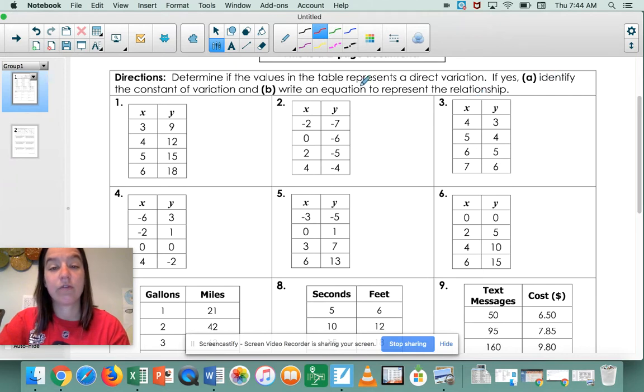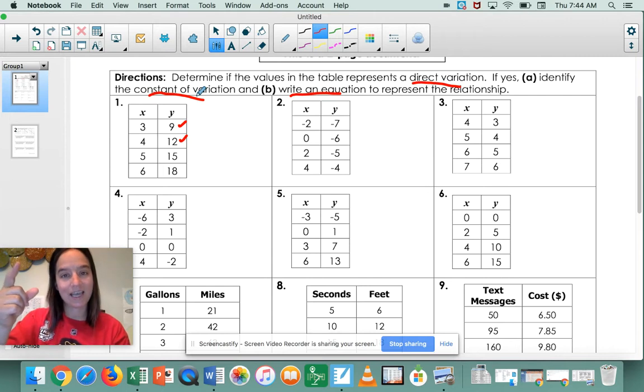So I have 3 things here. I have to determine if there's a direct variation. I have to identify the constant of variation if it's yes, and I need to write an equation. So here we go. How do I determine if it's a direct variation? Well, I picked 2 points. I'm going to pick 9 over 3 and 12 over 4. Notice that I'm putting my y on top. This was a problem. Put our y on top and our x on bottom.